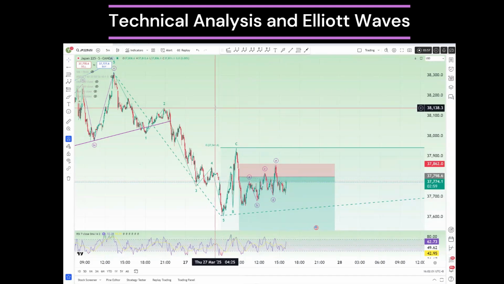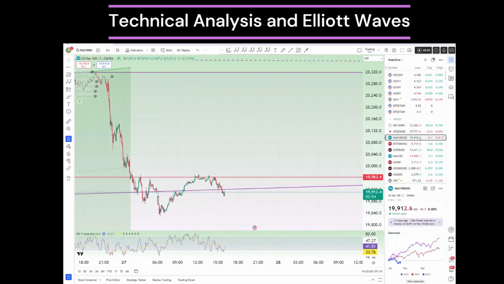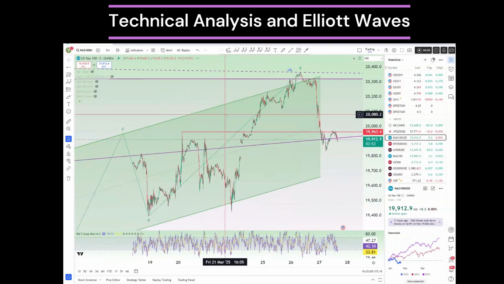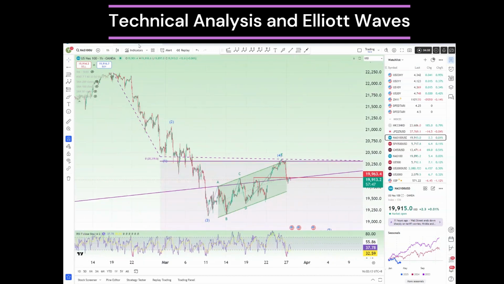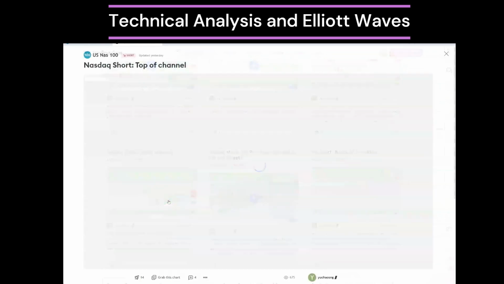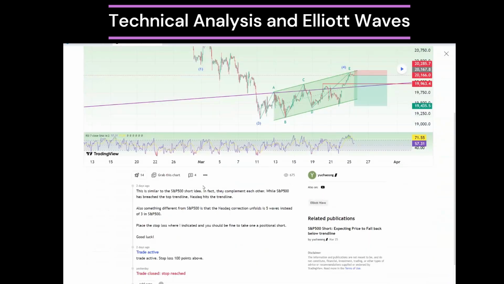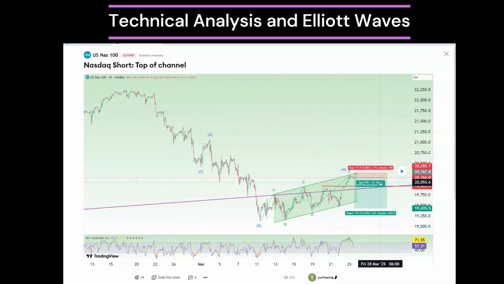Okay. The next one I want to talk about is Nasdaq. For Nasdaq, we need to look at the bigger picture again. So Nasdaq was a top of channel short the last time, 2 days ago, about on the 25th. So this E is actually here at about 20250. What happened is that it actually breached here, and then it comes down.